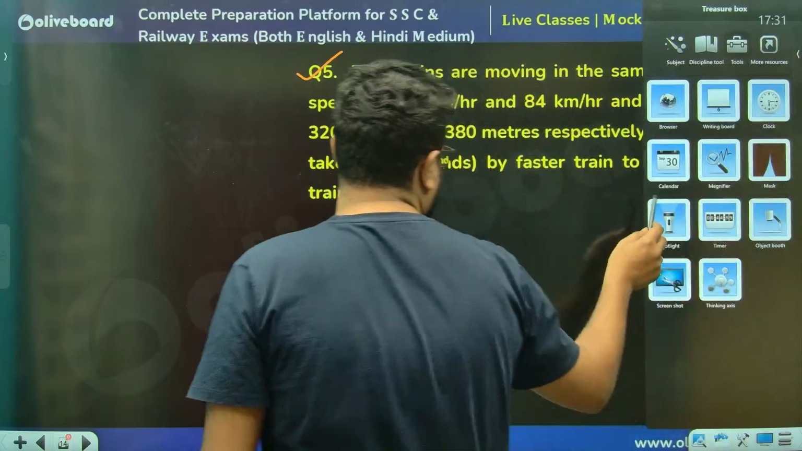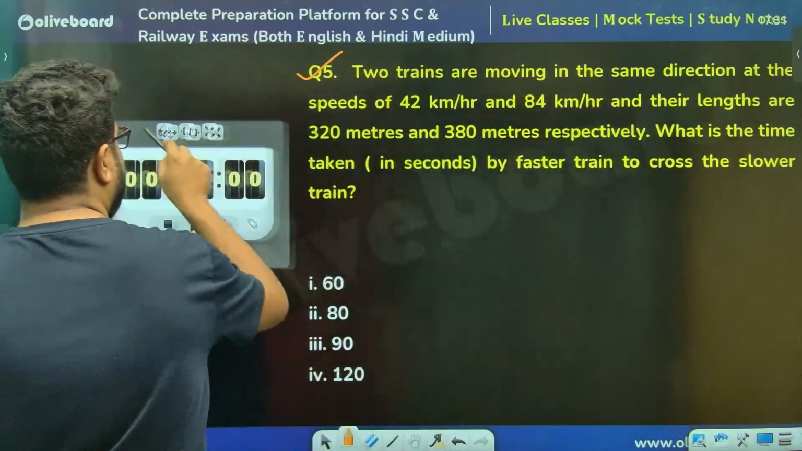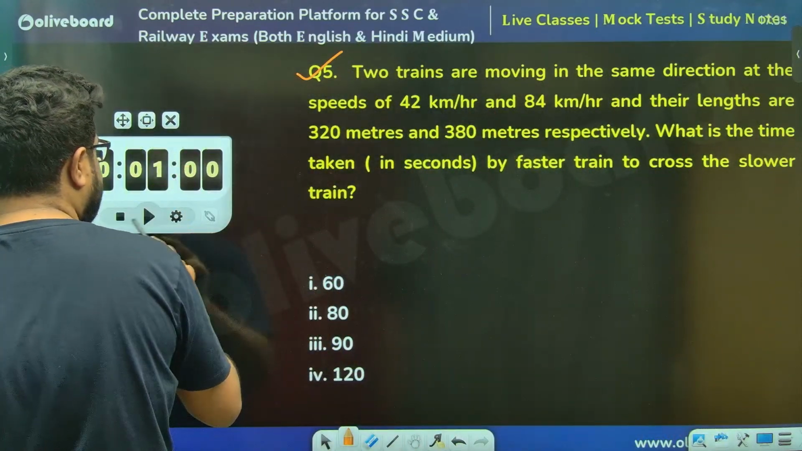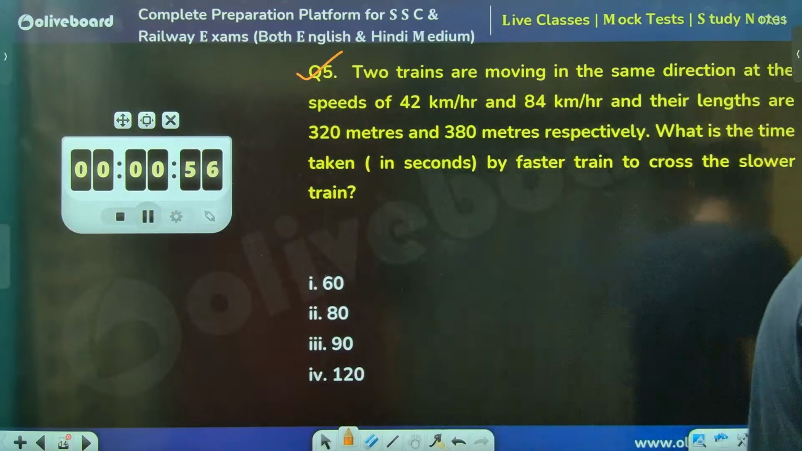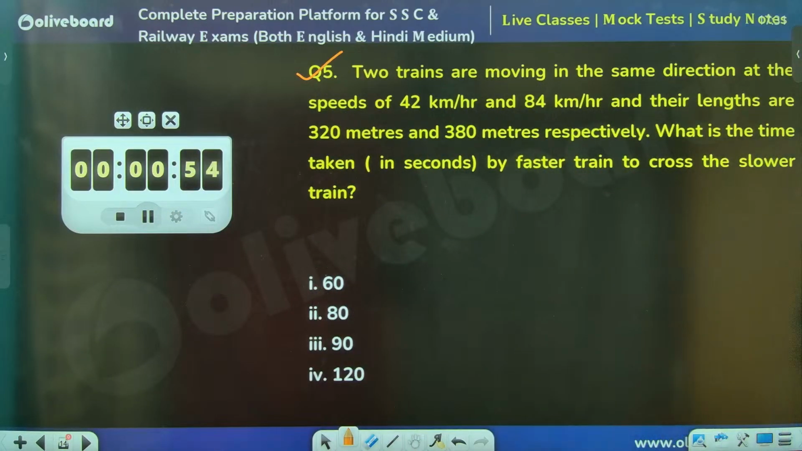Now, a few questions on trains. Very important topic or chapter. Let me say this: questions from trains come a lot. Everyone, prepare this chapter very, very well.